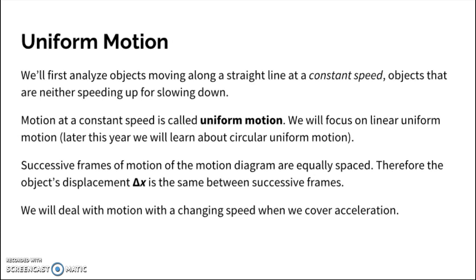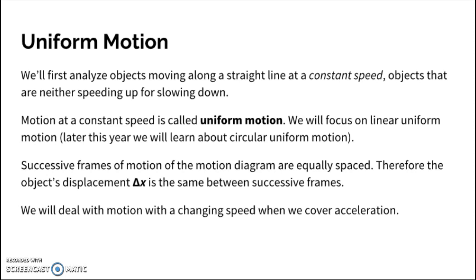So now I just want to talk about uniform motion. This word uniform means the same, and we're going to be using it a lot in physics. So what we mean is motion along a straight line at a constant speed. Later on we'll be dealing with uniform circular motion, so that's going to be an object moving in a circle at a constant speed, but we'll leave that for later.